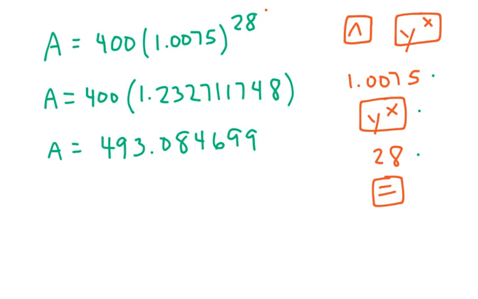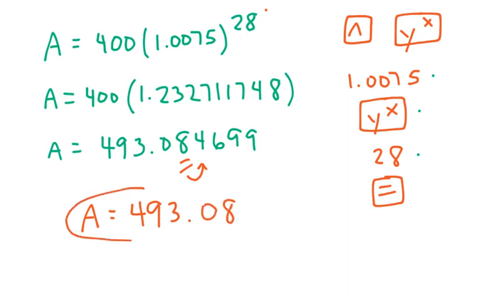Now I've made it to the very end. This is the place where I'm going to round. And I want to round to the nearest cent, which is to the nearest hundredth place. And I look one space to the right and I have a 4, so I'm going to round down. So my answer here, find the future value under those conditions, and that will be $493.08. Make sure you plug the correct numbers in for the correct variables, and then just be very careful with your calculations.